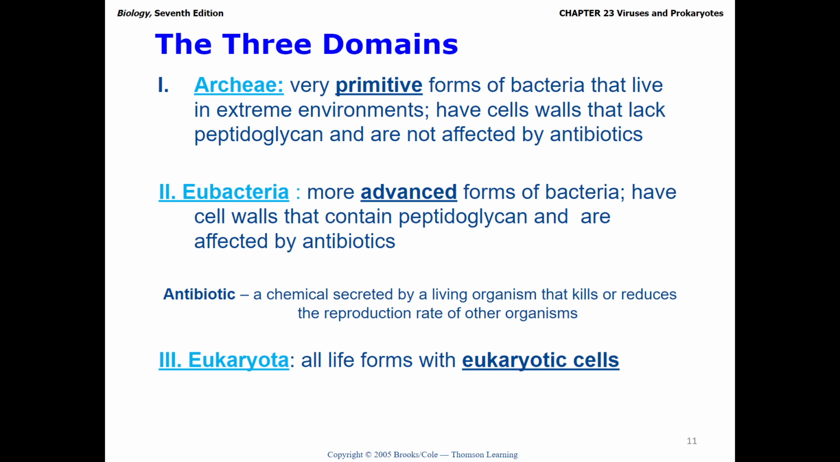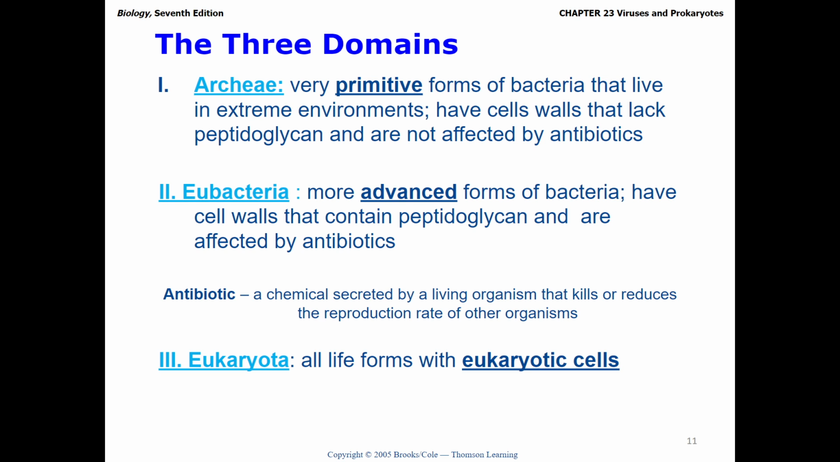Archaea is very primitive. These are older bacteria that can live in extreme environments. A lot of them are called extremophiles because they can live in really hot, really cold, too salty, or even environments without oxygen. These are extreme environments that other organisms cannot live in. They also have cell walls that lack a protein called peptidoglycan, and therefore are not affected by antibiotics.